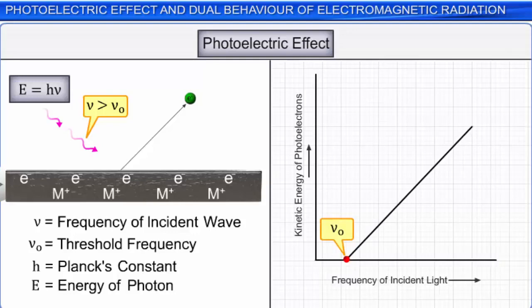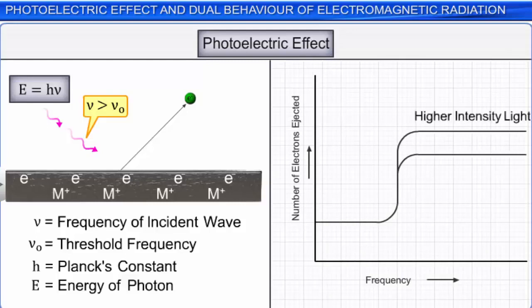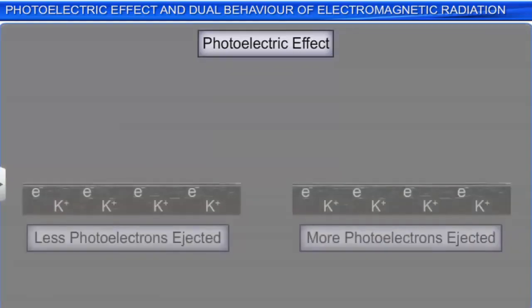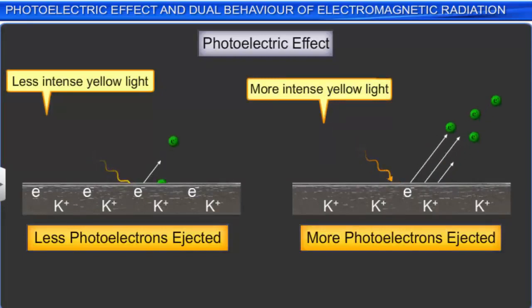Lastly, greater is the intensity of incident light, or the number of photons that strike a metal, greater is the number of electrons ejected. For example, when more and less intense yellow light is made to shine on potassium metal separately, then relatively more number of electrons will be ejected from the potassium metal irradiated with high intensity yellow light.